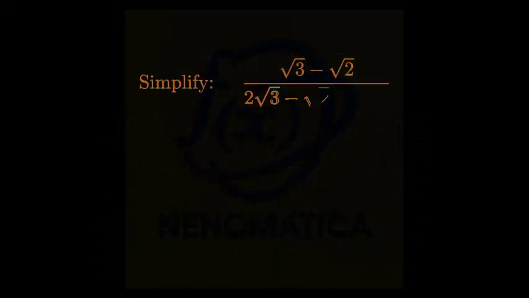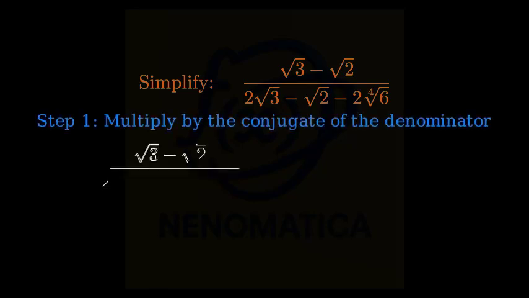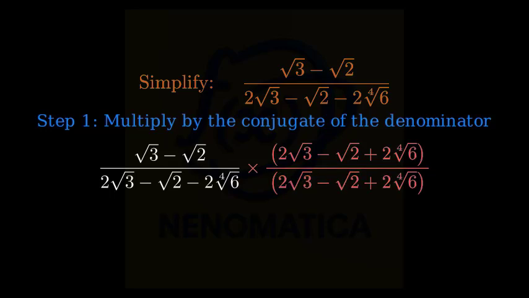Here is the expression. The numerator is square root 3 minus square root 2. The denominator is 2 square root 3 minus square root 2 minus 2 times the fourth root of 6. Step 1. Multiply the fraction by 1 using the conjugate of the entire denominator, which flips the sign in front of the fourth root term. This will create a difference of squares in the denominator.